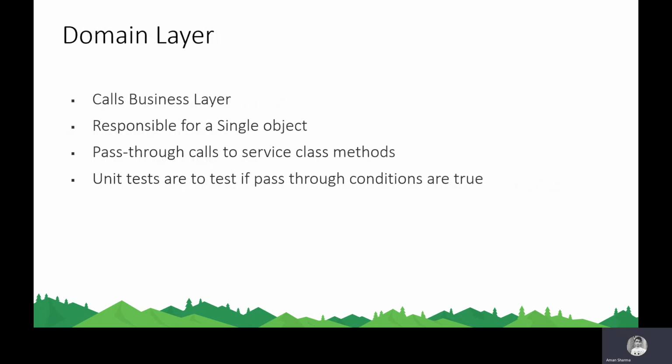So in the domain layer, it is recommended that for each S object, we have one class associated with that S object. And the domain classes are mostly pass through to service methods. That means whatever is there in the service method, we generally call those methods, and we don't actually write or implement the functionality there. We just try to transfer the call from the domain layer to the business layer or the service layer. For this, we write unit tests to test if the conditions are satisfied or not.